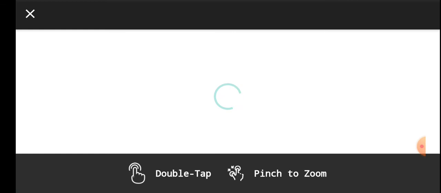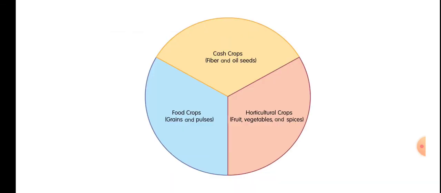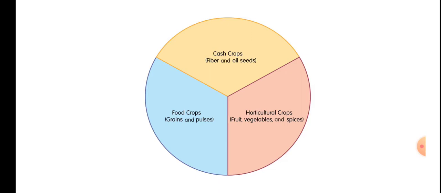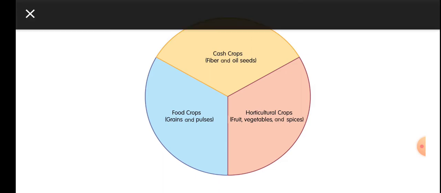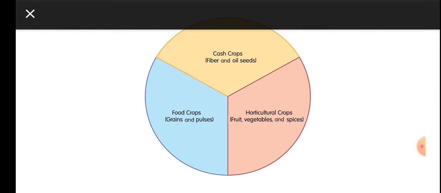So to understand this, we'll do one small activity here, children. Before knowing this, you can do one small activity. These are cash crops. Fiber and oil seeds are called cash crops. Before this, we'll move on to the activity. We'll see the activity.